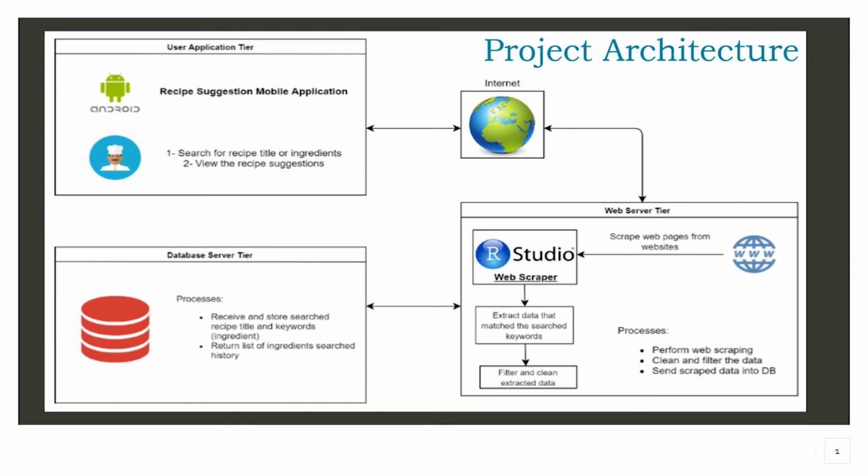This is the project architecture. We have divided the system into three different tiers. The first one is the user application tier, which provides the user interface for the user to enter keywords and obtain results. The second tier is the web server tier. The purpose is to perform web scraping, clean and filter data, and send the data into the database. And the third tier is the database server tier, where all search keywords are stored.